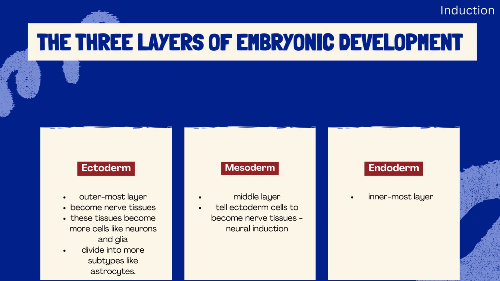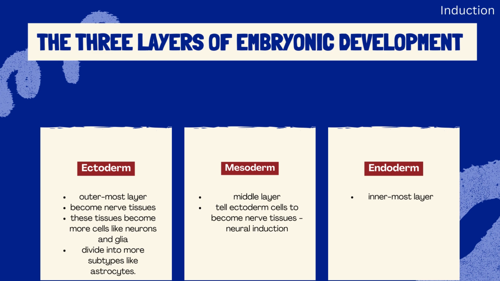There are three layers of embryonic development. This is step 1, induction. Ectoderm, mesoderm, and endoderm. Ectoderm is the outer layer, and it becomes nerve tissues, and these tissues become more cells like neurons and glia. And these divide into even more subtypes like astrocytes, ependymal cells, and more.